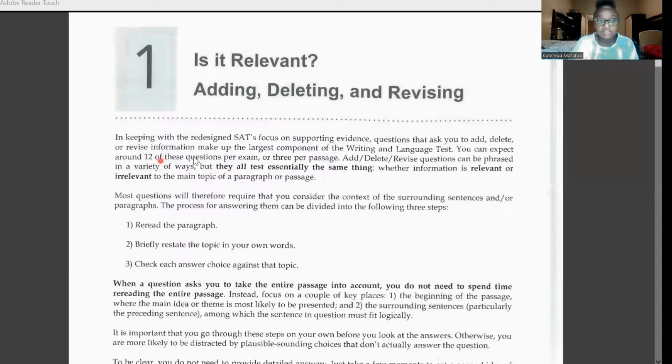So these questions are quite common. You have about 12 questions per exam or 3 per passage, and that is a lot. So it's very important that you're able to navigate these questions. And as I said, the most important thing is knowing what relevance means to the SAT. What do they mean when they say something is relevant, which is the importance of knowing what they want you to focus on. So all these are testing the same thing. Should the sentence be put in a certain position? Should it be added? Should it be deleted? Or should it be changed to that sentence?